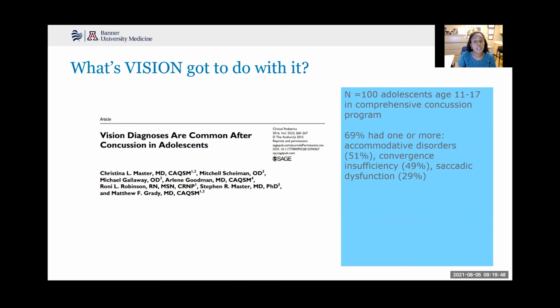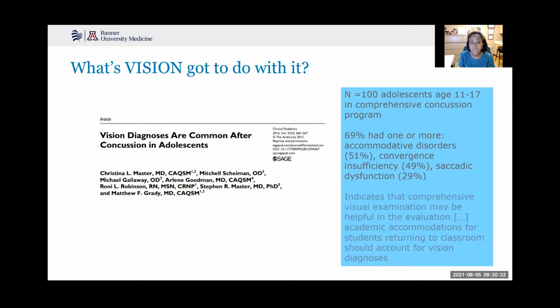This next study was completed in 2016. Mitch Scheinman and his group looked at adolescent athletes with an average age of 14 and a half, all of which are post-concussion, and to be fair, were all part of the concussion program. But the study found that 90% of the patients did have an identifiable visual dysfunction, as well as 69% of them had one or more of the following. So accommodative, so focusing problems, convergence insufficiency, and saccadic eye movement disorder.